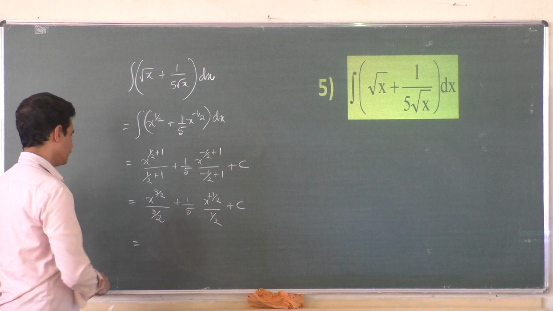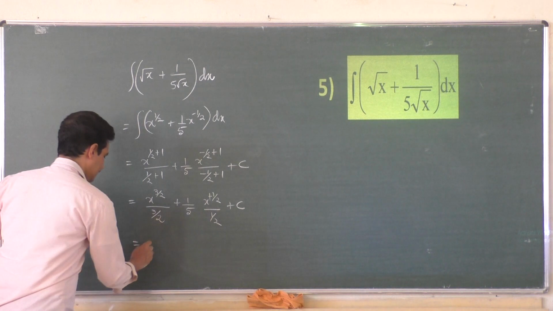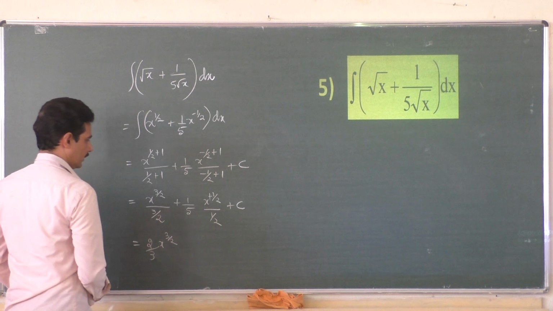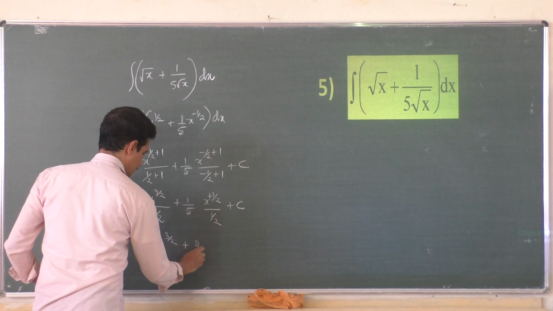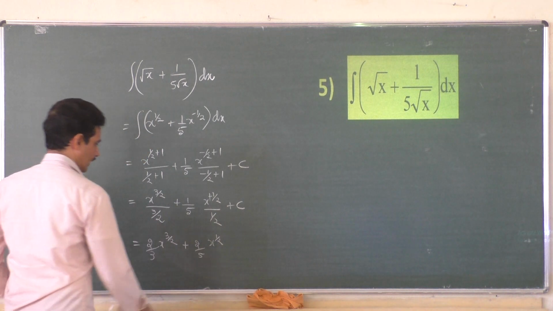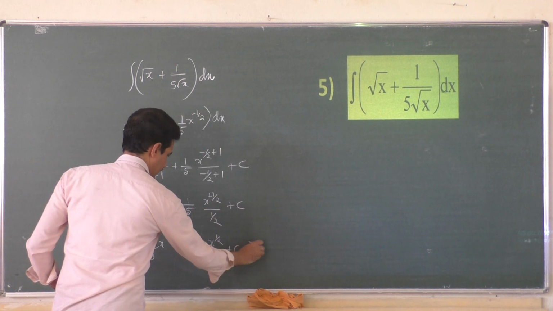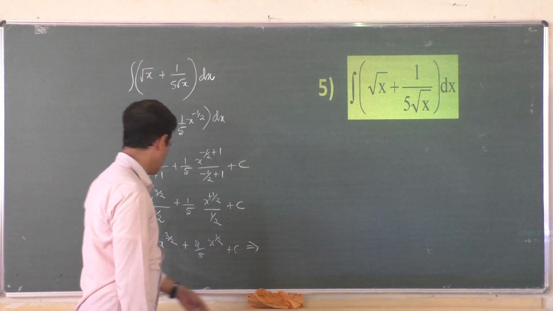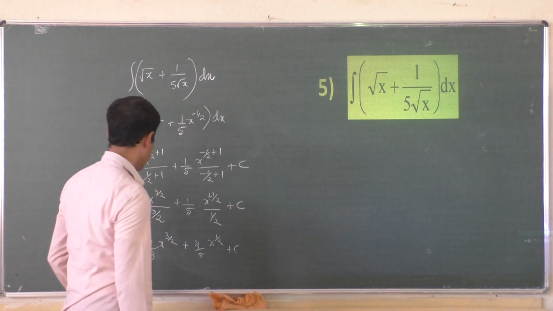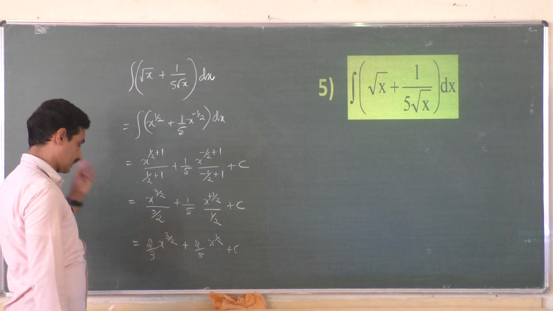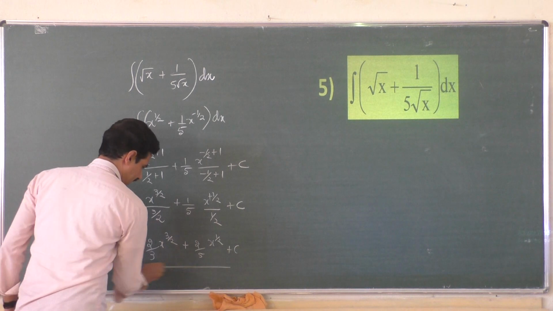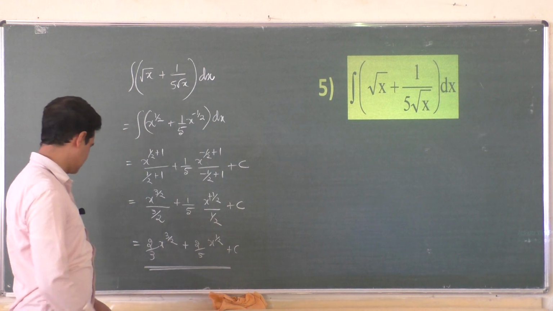So what is the answer? That is equal to 2 by 3 x to the power 3 by 2 plus 2 by 5 x to the power half. Of course, you can write it in another way. That is equal to 2 by 3 cube root of square root of x, or let it be like this. No problem. This is the answer. Now differentiate this.